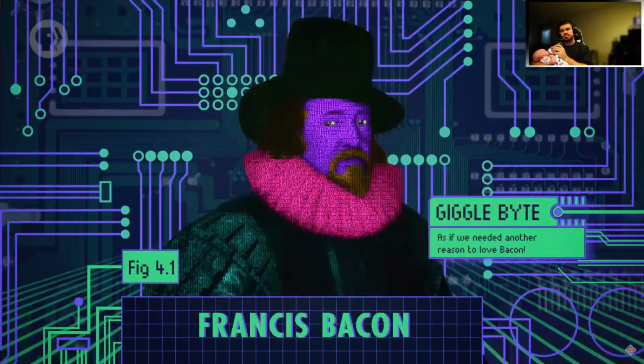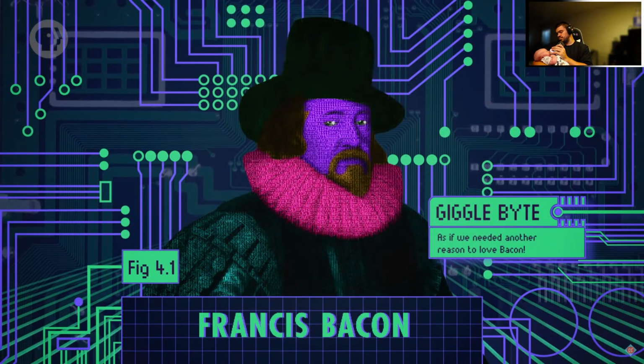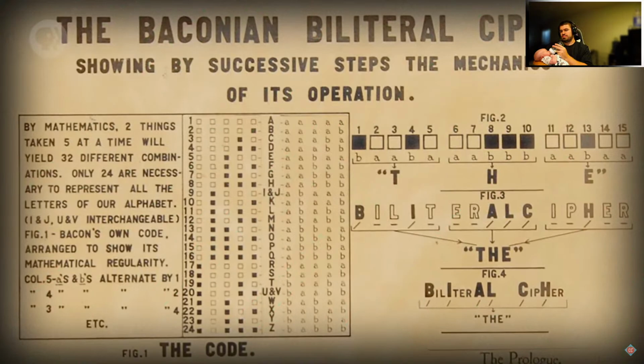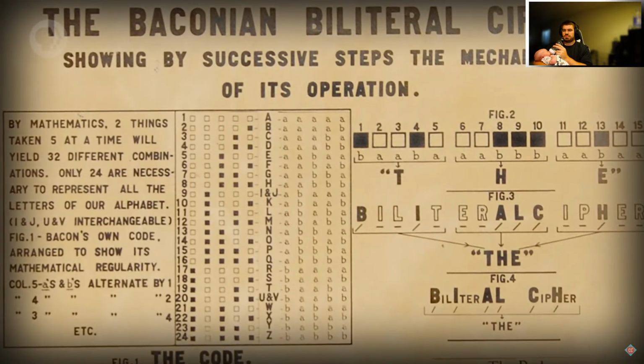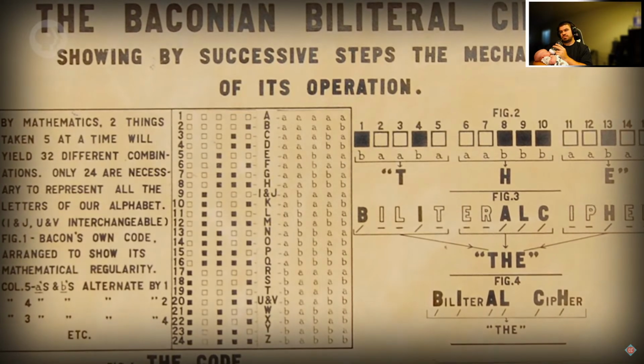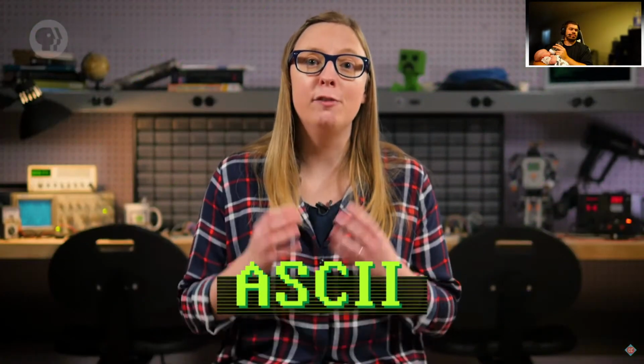In fact, Francis Bacon, the famous English writer, used 5-bit sequences to encode all 26 letters of the English alphabet to send secret messages back in the 1600s. And 5 bits can store 32 possible values, so that's enough for the 26 letters, but not enough for punctuation, digits, and upper and lowercase letters. Enter ASCII, the American standard code for information interchange. Invented in 1963, ASCII was a 7-bit code, enough to store 128 different values.